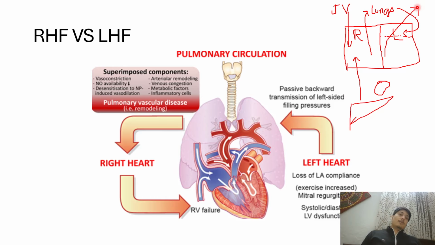Today we'll be discussing heart failure. Whenever we are talking about heart failure, either we can talk about right or we can talk about left or both. Whenever there is right heart failure, there is congestion in the venous system. The right heart receives blood via the inferior vena cava and superior vena cava.